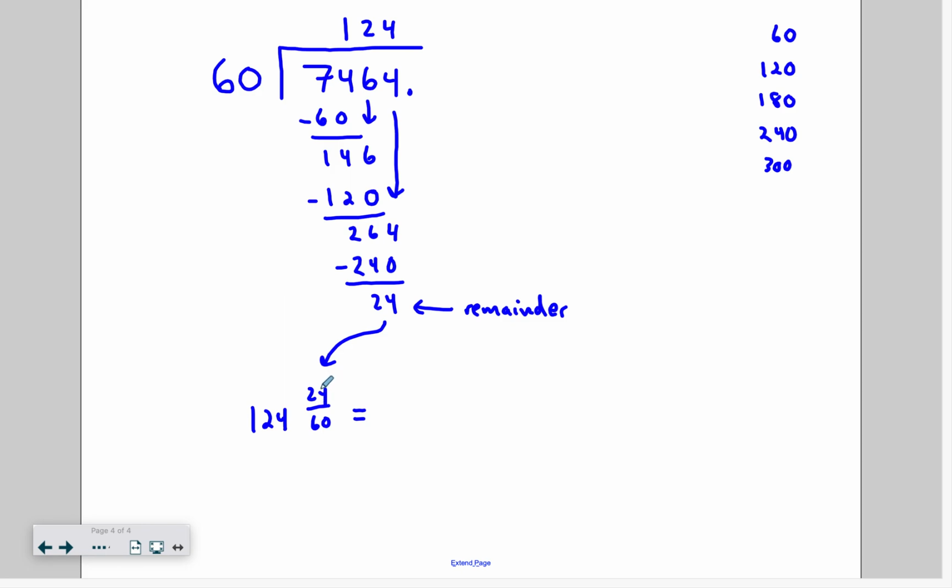And this can be simplified. 24 and 60 are both divisible by 12. So this will be simplified to 124 and 2/5. Okay, so that's our final quotient there. And that's how long division works. If you have a remainder, make sure you have it in simplest form.